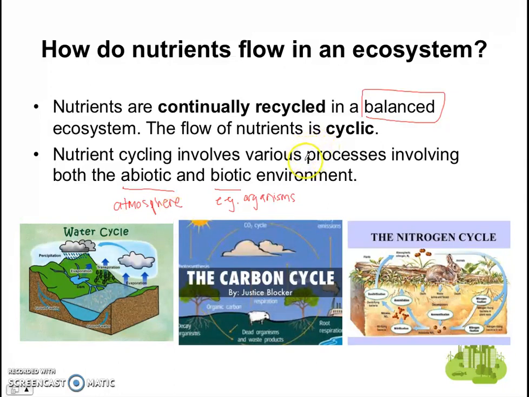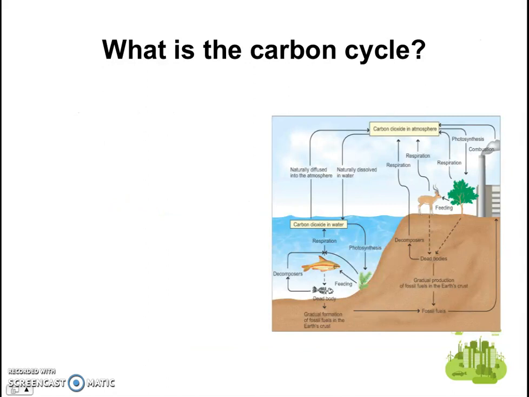Now, nutrient cycles are actually something that you have encountered before. Back in primary school, you probably learned about the water cycle. That's an example of a nutrient cycle, because water is a nutrient. So water cycles around due to various processes. You've also heard of the carbon cycle, where carbon cycles around. And there's also this thing called the nitrogen cycle, where nitrogen also gets recycled within an ecosystem. Now, for the rest of this video, we'll be taking a closer look at the carbon cycle.